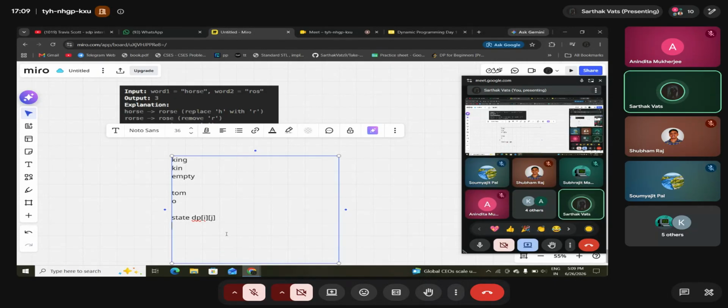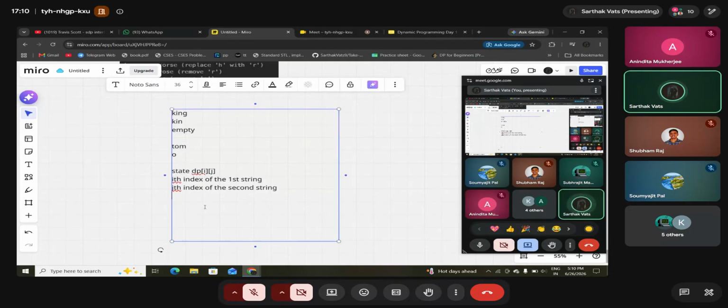What DP[i][j] basically means is that I am at the ith index of the first string and the jth index of the second string. And what would it mean? After reaching where I am, what is the minimum number of operations that I have required till now?